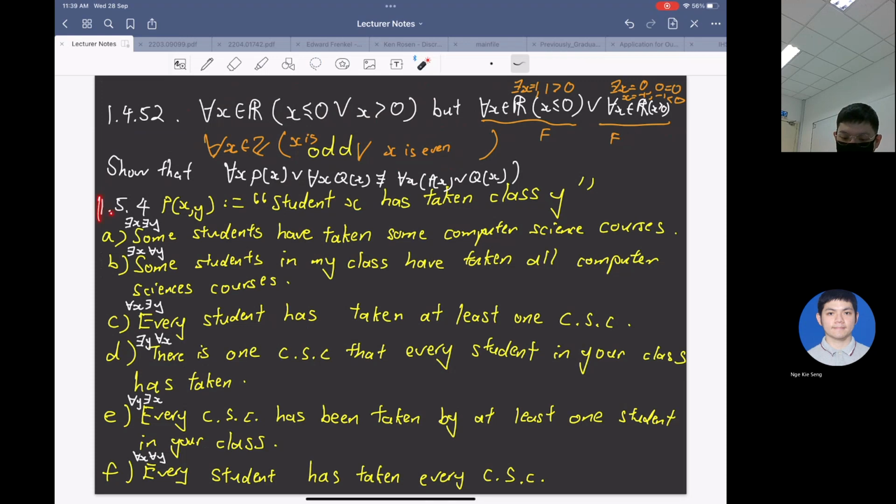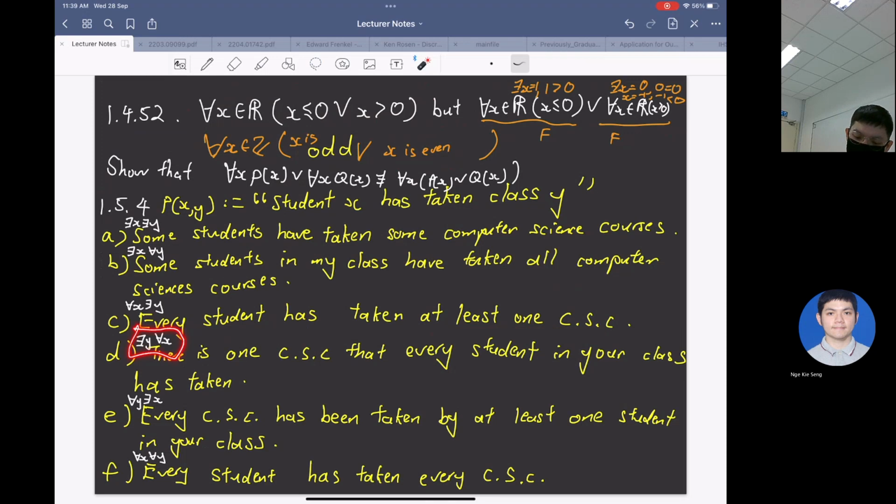Next, I think 1.5.4 is a bit boring. If you can write it out, then it should be good. There's this some, then every, and then for every X there's this Y, so every student has at least one course.